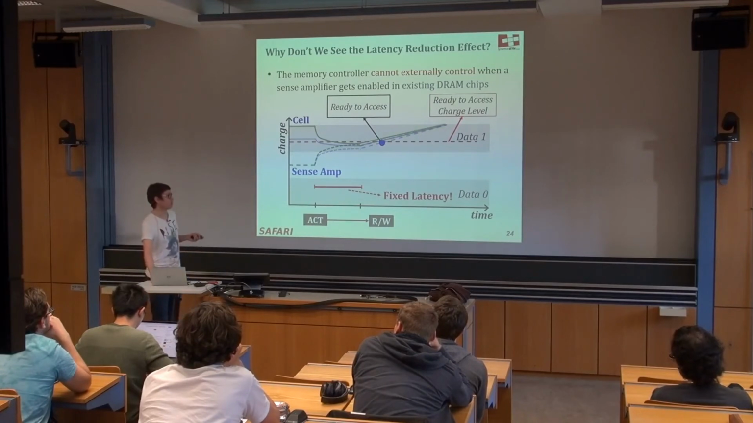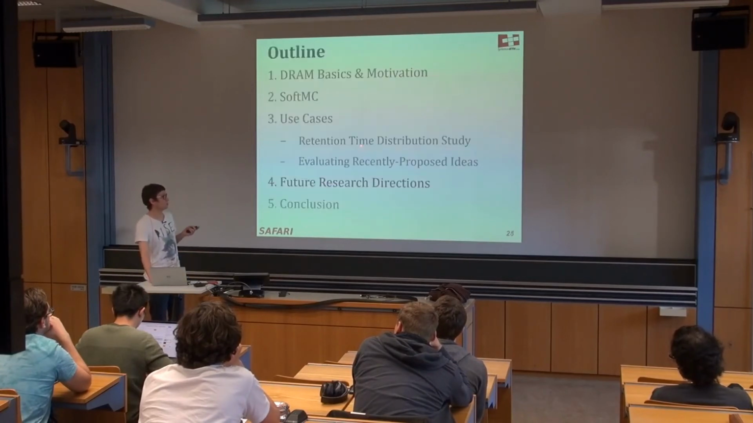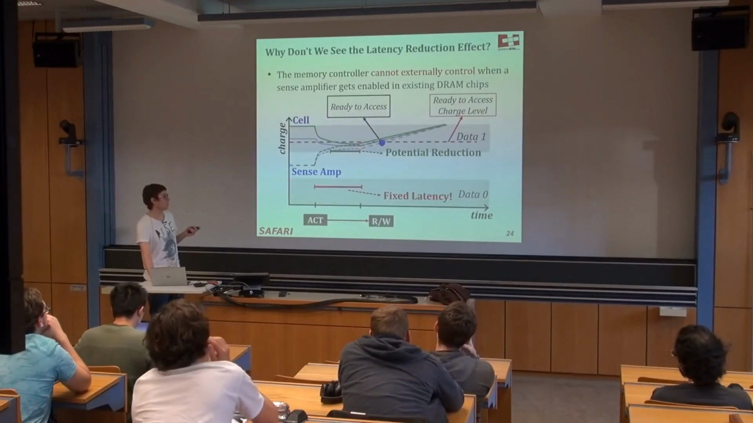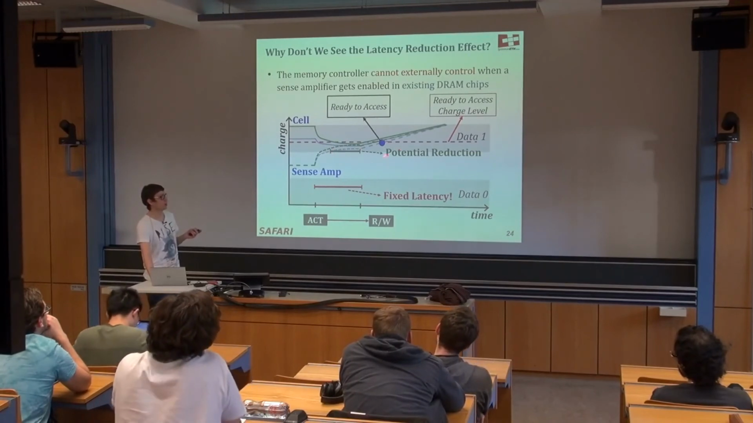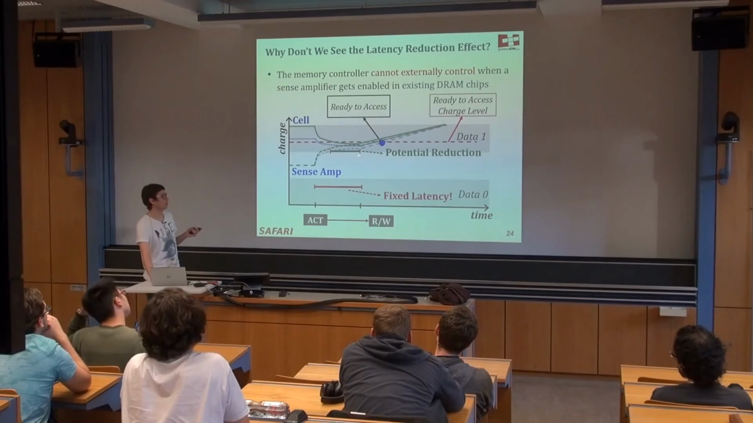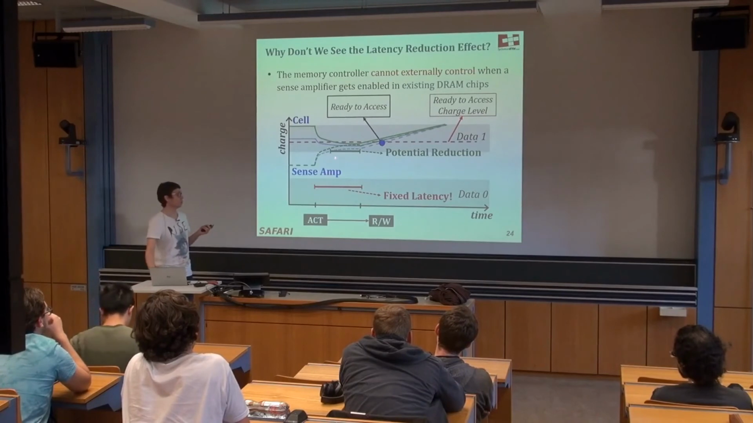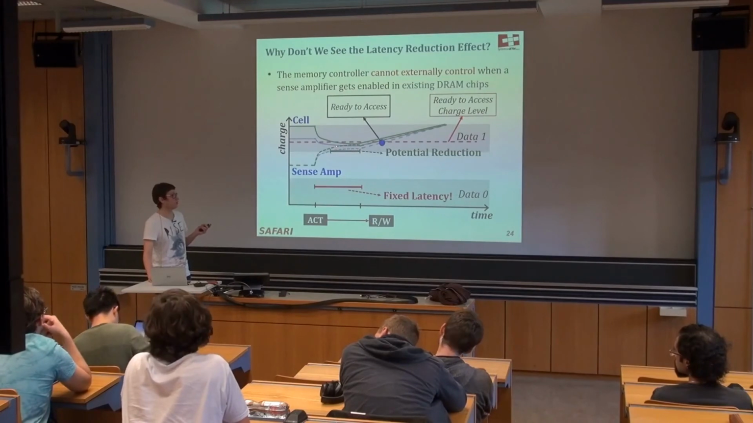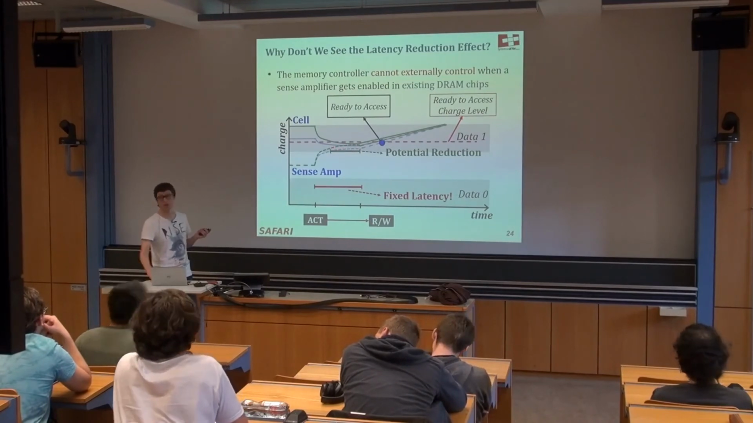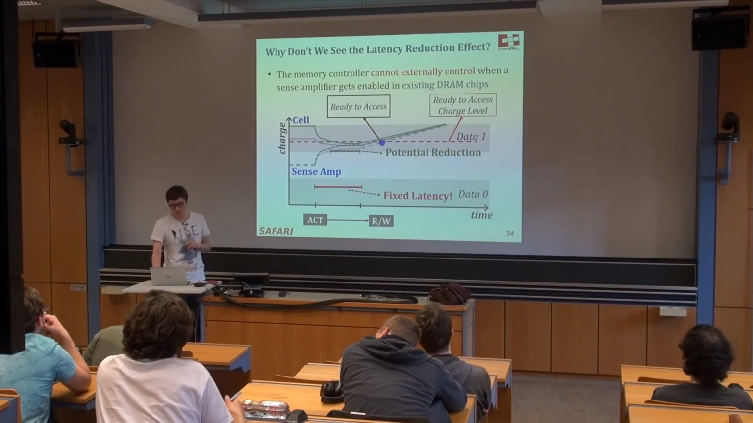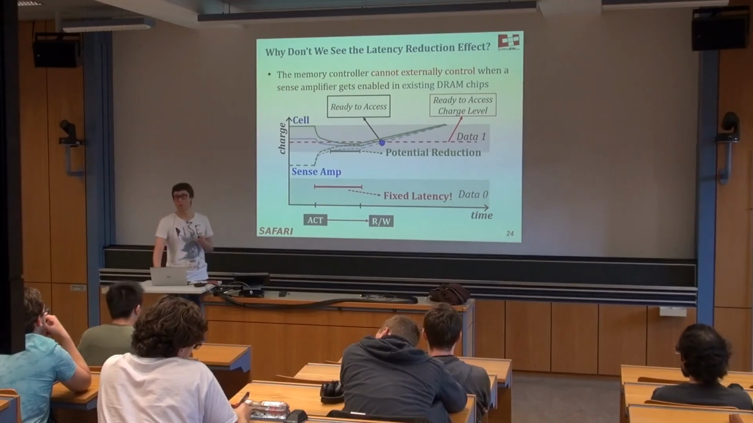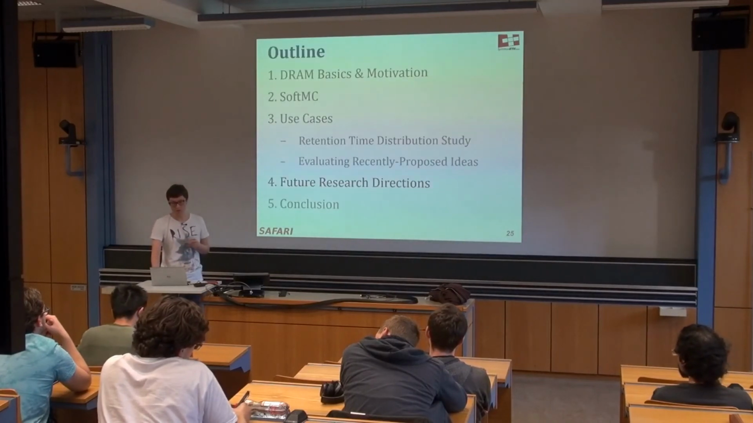So when we access a highly charged row, what we really want to do is move this point over here, where the sense amplifier is activated here, so we can get this reduction. If we can't do that, we don't get significant benefits, because we waste a lot of time here waiting for charge sharing, but charge sharing has already completed, right? It's at a sufficient level to read the data back. Okay, so this is the main reason why we didn't observe the expected latency reduction benefit.